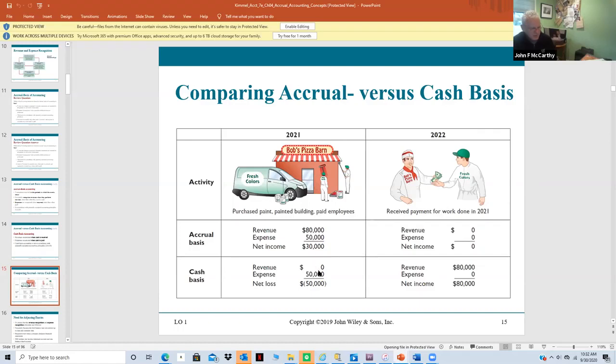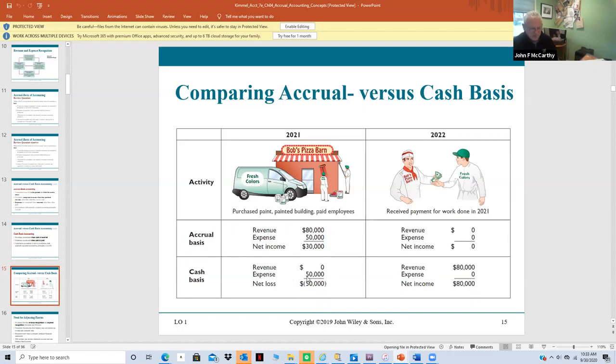I guess in 2021, we purchased the paint, we painted the building and paid employees. In the cash basis, we didn't get paid. The Fresh Colors paint company did not get paid. So in the cash basis accounting, we would have 0 revenue, but the $50,000 of expense, probably for paying the employees and purchasing the paint. So that shows a loss in this job of $50,000.